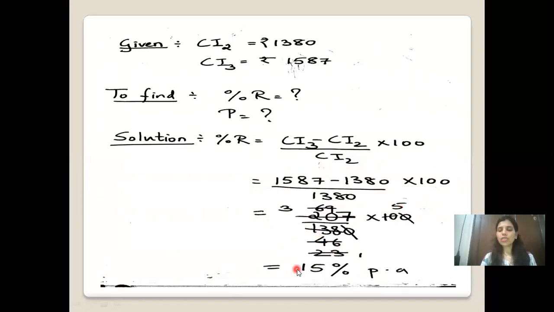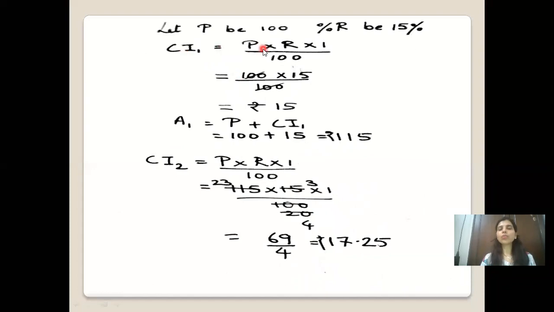Now once you got rate, again in the similar manner as we did in the last sum, we are going to assume principal as 100 and percent rate as 15%, and we are going to find CI1 first using the formula P into R into 1. Write 1 because if you write T, you will substitute 2 by mistake. So if you initially only write 1, you won't make that mistake. So P into R into 1 upon 100. P is 100. R is 15 upon 100. So 100 gets cancelled. You get CI1 as 15 rupees.